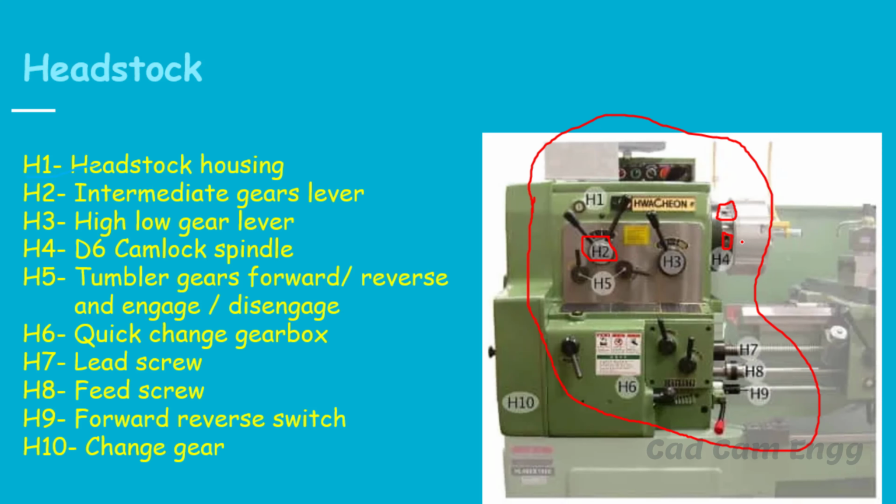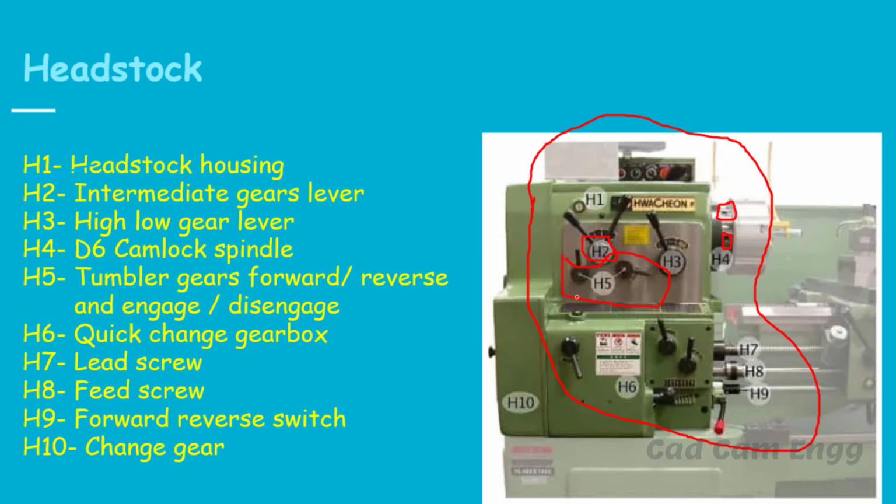Okay, so next one is H5. The H5 also has two levers. See here, we have the two levers. These two levers are used for forward and reverse, and also to enable and disable the tumbler gear mechanism. This tumbler gear mechanism is used for creating the thread. This is like an automatic feed. So this is H5.